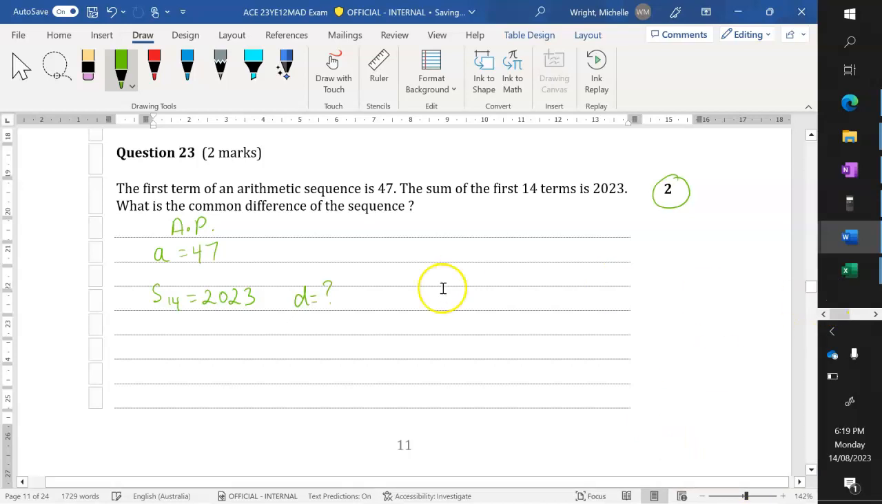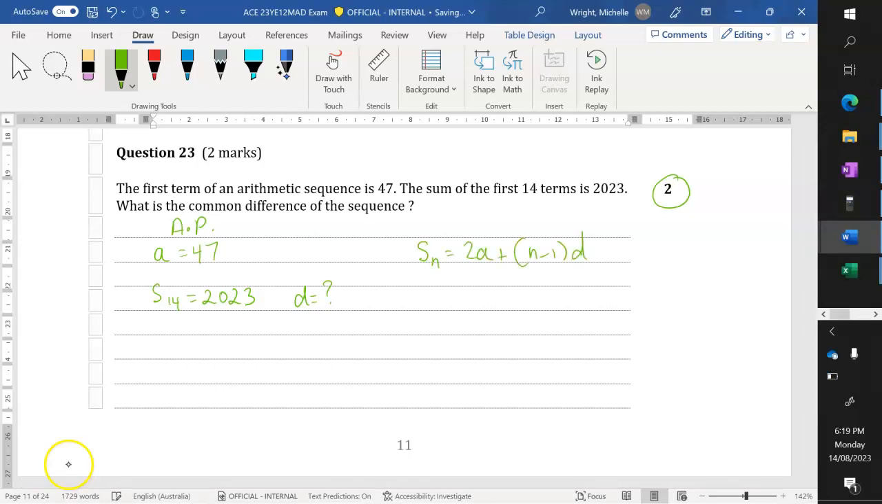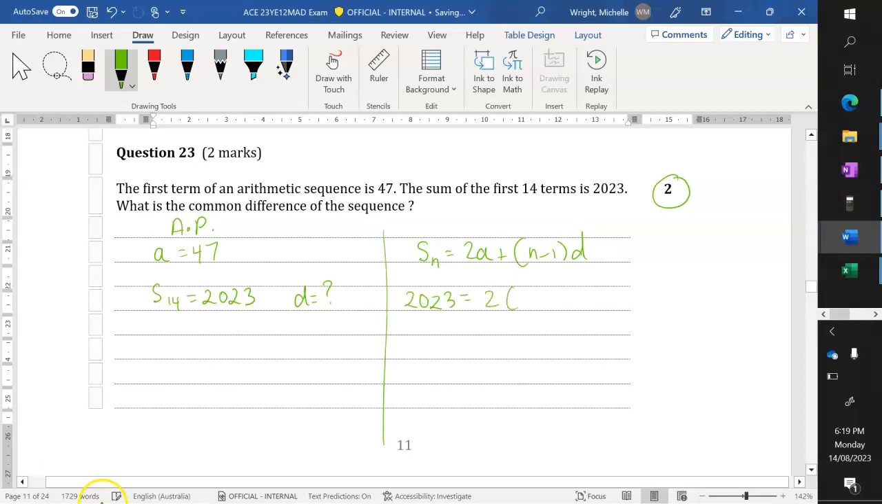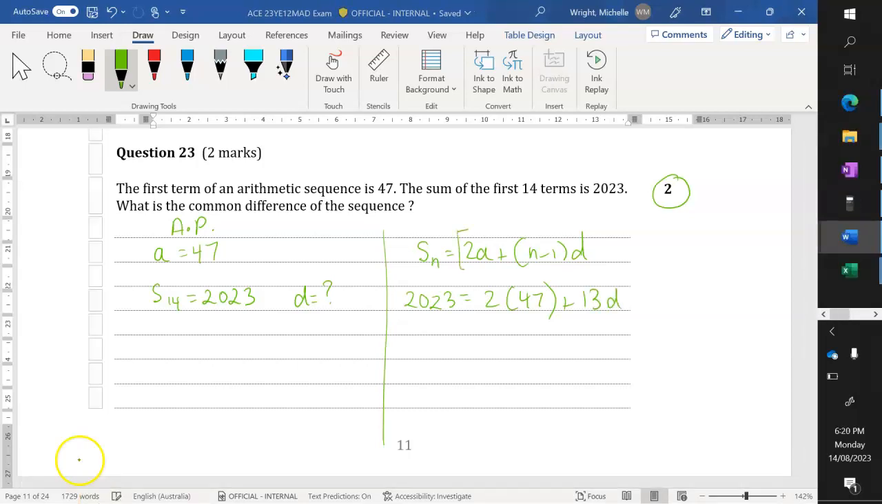So you needed to come up with the formula from your formula sheet that had a sum of an AP that involved a and involved d. And the formula from your formula sheet says that the sum to n equals n over 2 times 2a plus n minus 1 d. If I pop my numbers into there, I get 2023 equals 2 lots of 47 plus n minus 1, which is 13, because our n is 14, 13 times d. And you might have noticed I've made a mistake in there. I forgot my n over 2.